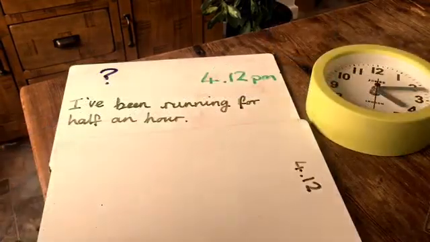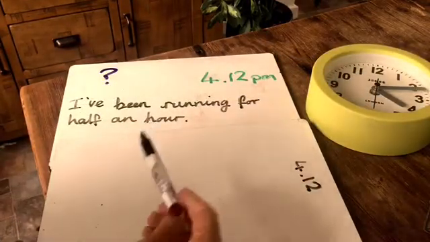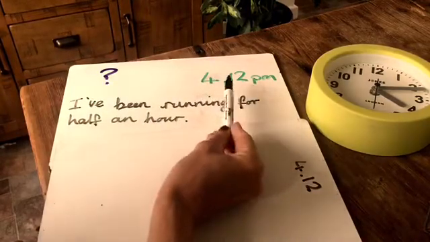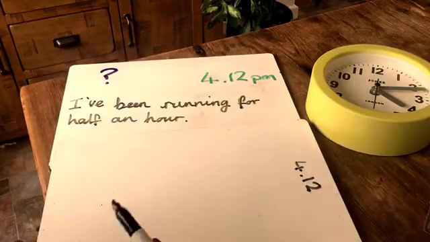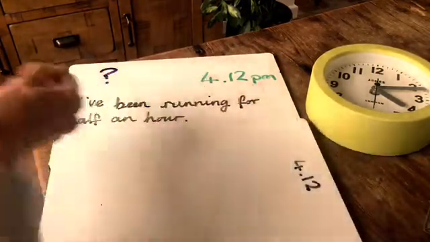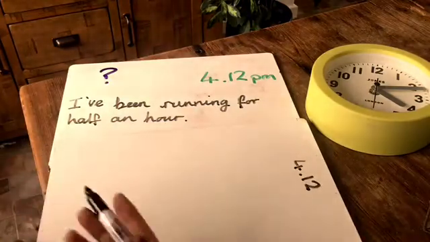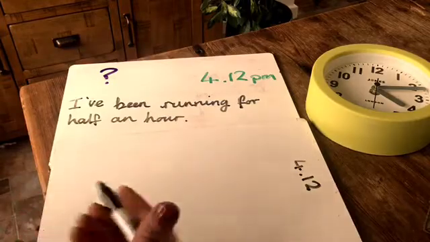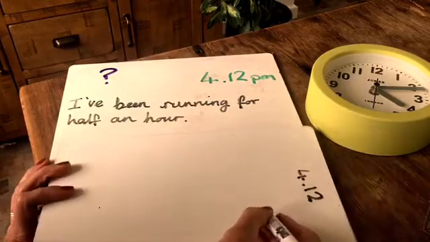Sometimes you might know the end time. So I know that I finished running at 4:12 p.m., 12 minutes past 4 in the afternoon. I've been running for half an hour, and so you might need to work backwards to find out what time you went out for a run. So we're having to take away half an hour, but again, we don't want to use a column subtraction, so we're going to use a number line.